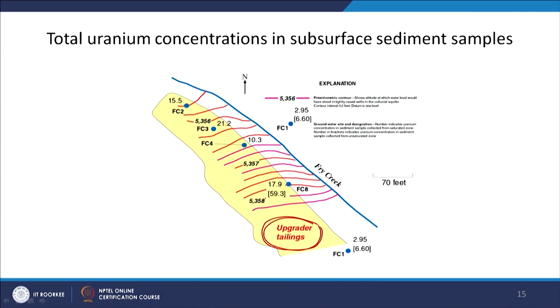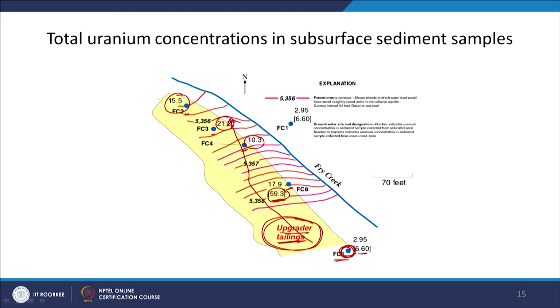So as you can see here, this is the source of contamination, the upgraded tailings, which have high uranium concentration, and here you have one particular sample location upstream of that source of contamination, and other sampling zones downstream of that contamination. So as you see, upstream, relatively far upstream, the values are relatively low, but downstream of that source, if the groundwater is flowing this way, you see that the values are relatively higher out here, 21.2 and so on.